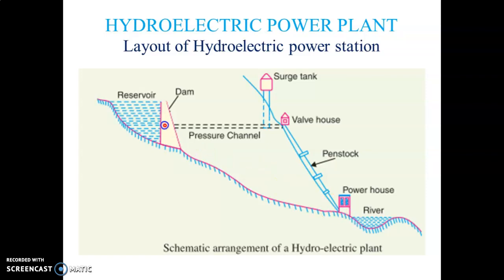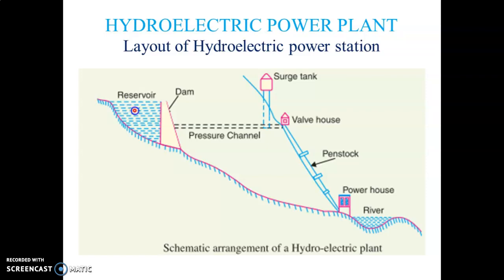The first part is dam and reservoir. A dam is a civil structure which prevents the flow of water, or it stores the water in the surrounding catchment area. That catchment area is known as the reservoir. Once the water is stored, it gets a head, or it gets some potential energy.